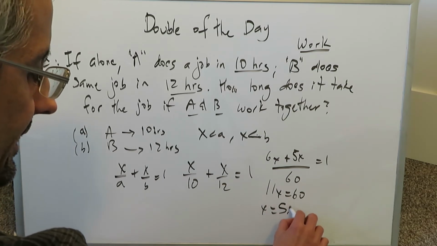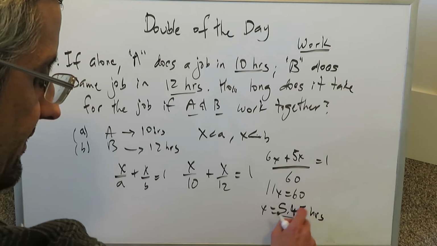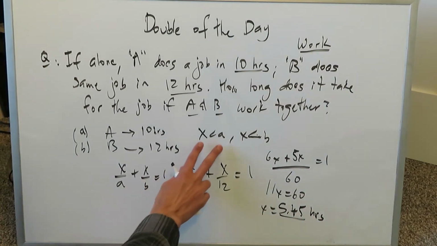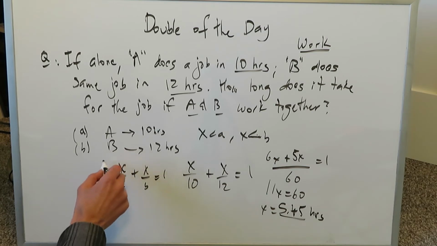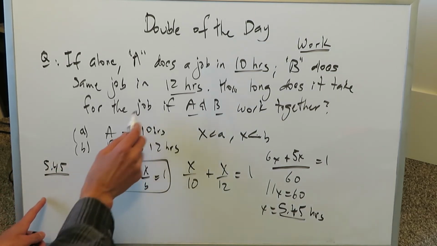And that right there is exactly what I'm talking about. Working together, the job is done much faster than when you're working separately. And 5.45 is less than 10 and it's less than 12. Now what does this mean, and why does this expression seem better than the other expression I was alluding to earlier? Because if you were to put 5.45 in place of X, you're looking at 5.45 over 10.